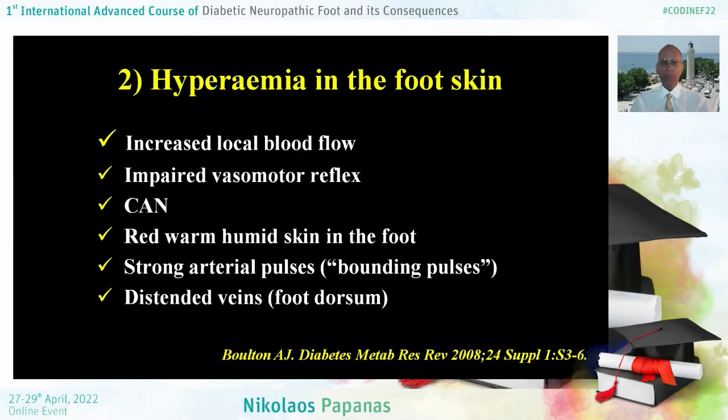Now, point number 2 is hyperemia, which obviously refers to increased local blood flow, impaired vasomotor reflex, and it is attributable to cardiac autonomic neuropathy. In this case, it refers to the nerves of the small vasculature, and it is manifested as red, warm, humid skin in the foot with very strong, palpable arterial pulses, which in British English are called bounding pulses. It's like the bounding of a ball. So bounding means very strong, too strong, +4, and distended veins in the foot dorsum, described, if I'm not mistaken, first by the late Professor John Ward of Sheffield. So these distended veins bring to our attention the presence of neuropathy.